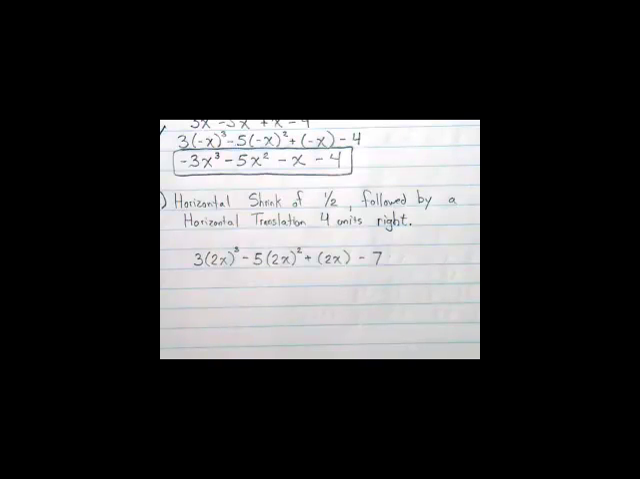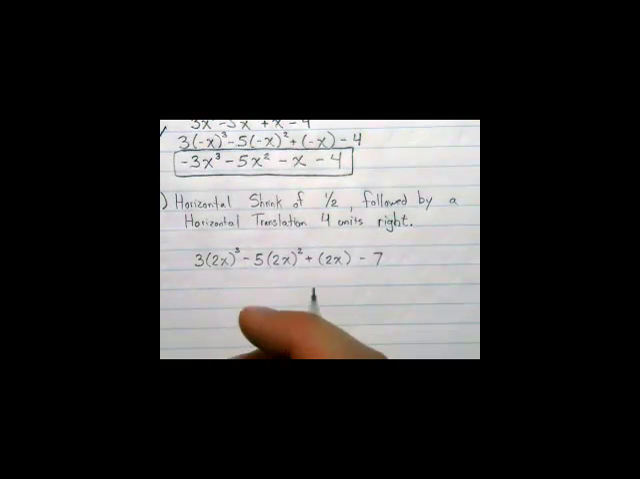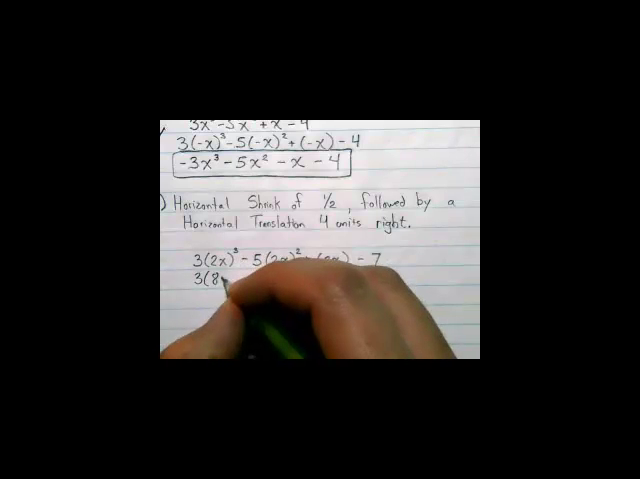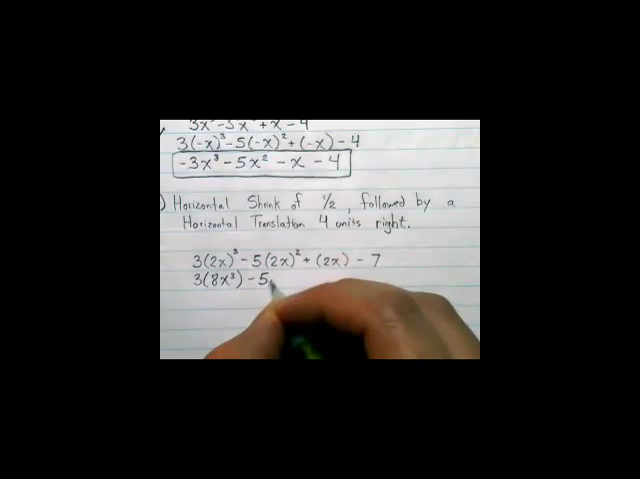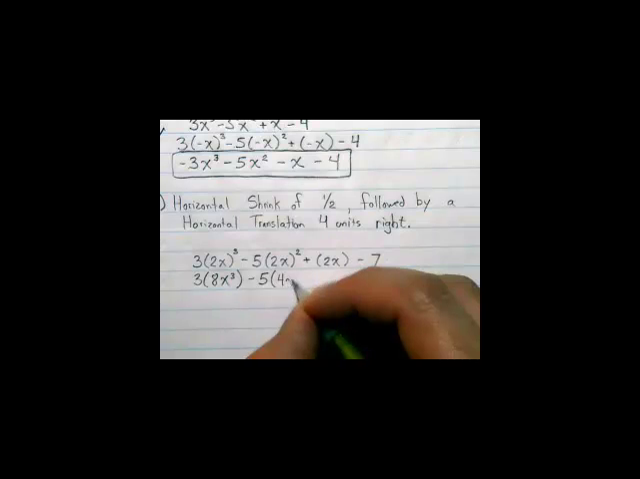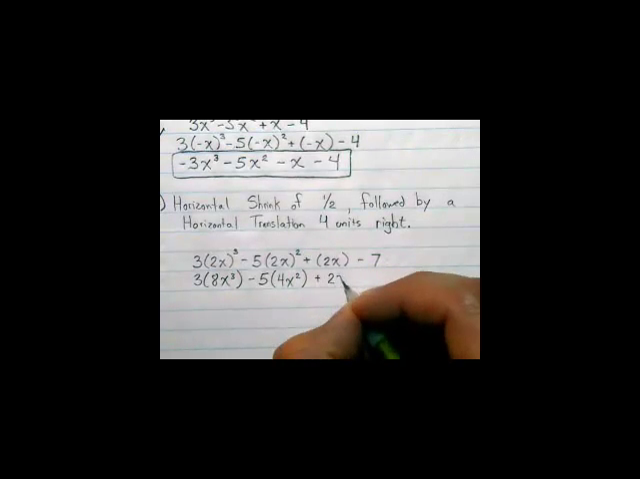Zach, did you have a question? Okay. So 2x to the third. That'd be 2x times 2x times 2x. What does that get you? 8x to the third. Okay, so I'm going to just write that out. 8x to the third like that. Minus 5. Now what's 2x squared? 4x squared. And then 2x as well, just 2x.